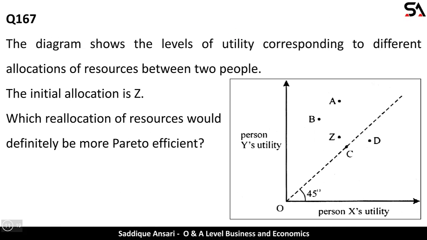The diagram shows the level of utility corresponding to different allocations of resources between two people. The initial allocation is Z, so this is Z. Which reallocation of resources would definitely be more Pareto efficient? Pareto optimality is defined as a situation when no one can be made better off without making someone else worse off. Point A is definitely Pareto optimal, because if we move from point A to any point like B, Z, D, we can increase the utility of person X, but definitely the utility of person Y will decrease, hence Y will be worse off. So A is a situation in which we cannot make X better off without making Y worse off. So A is Pareto efficient.